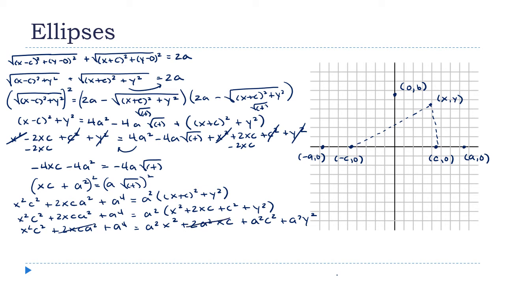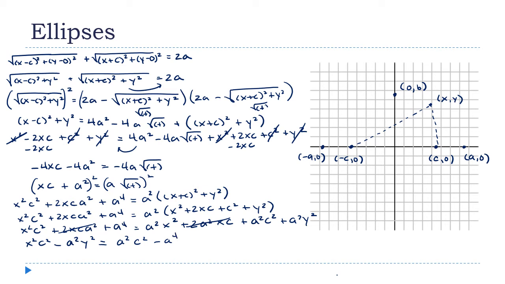Okay, now let's move the a squared y squared over. x squared c squared minus a squared y squared equals, let's see, move the a to the fourth over. a squared c squared, keep track of what's left, minus a to the fourth.